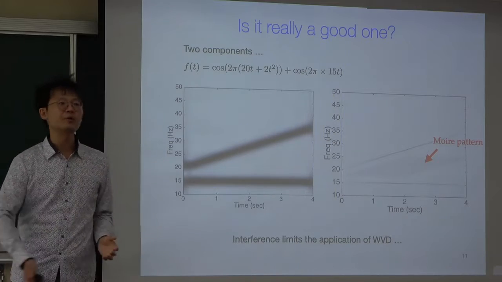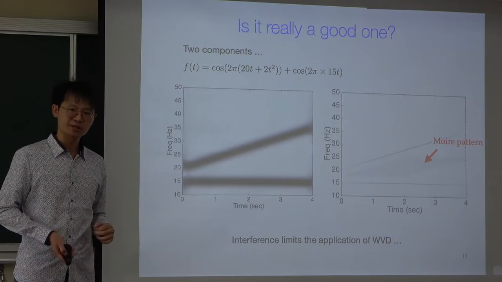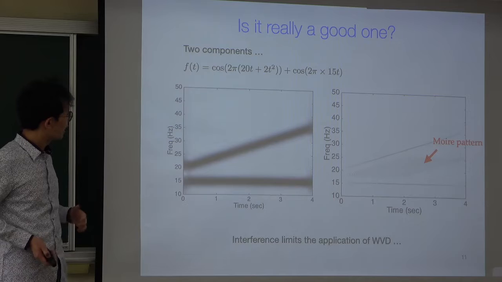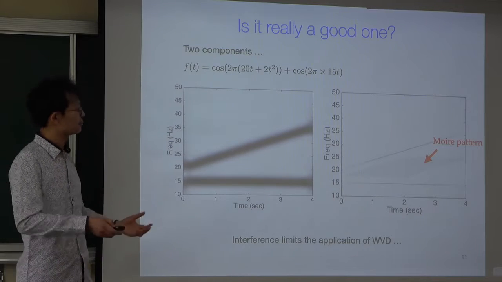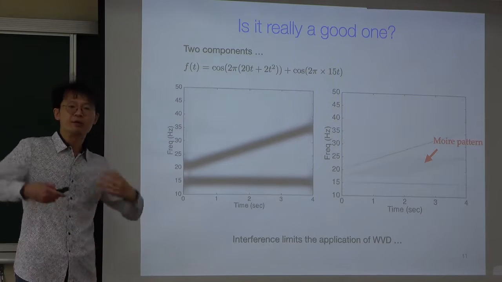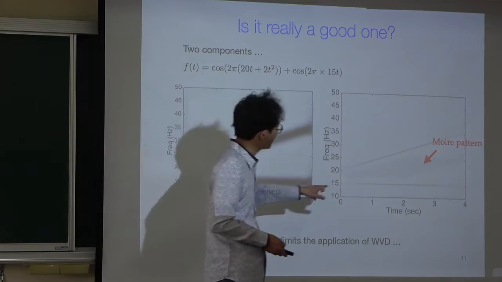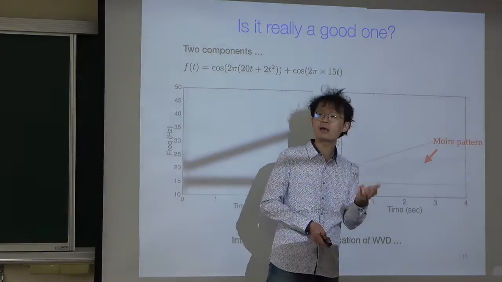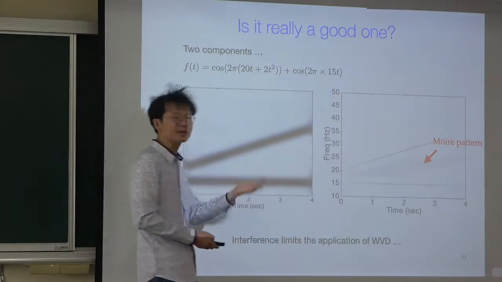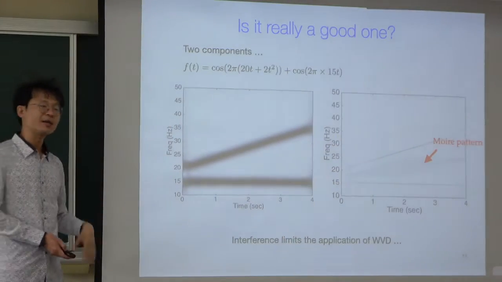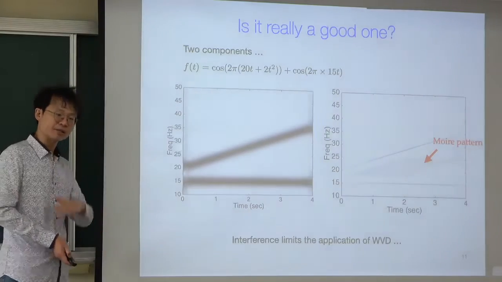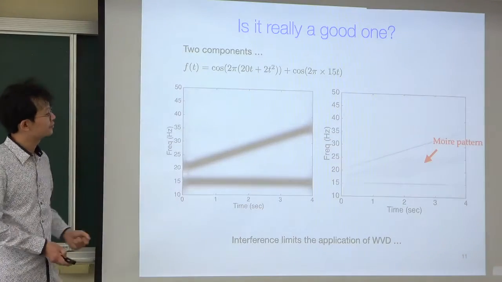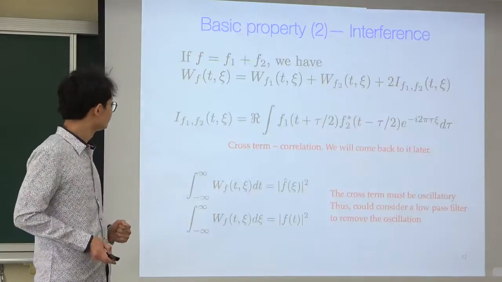So can we resolve it? Answer is yes. And we will discuss how to resolve this limitation in a bit, because you can already imagine, oh, the interference seems to have this Moiré pattern, so maybe taking some average, you can cancel it. Yes, that is the main idea. And that is the whole Cohen class basic idea, that you want to cancel all these kinds of undesired patterns.